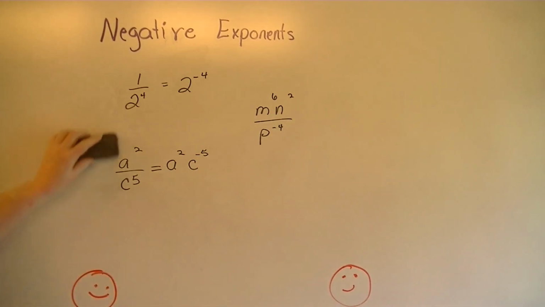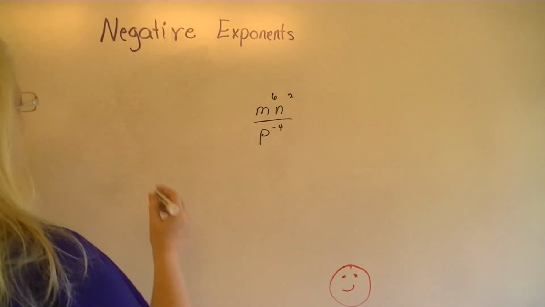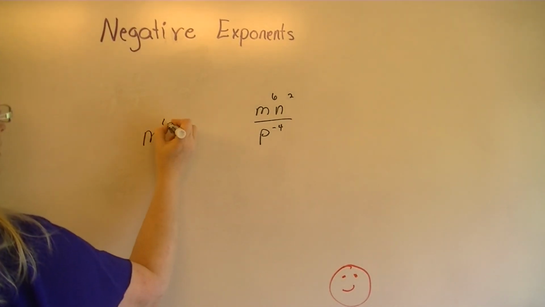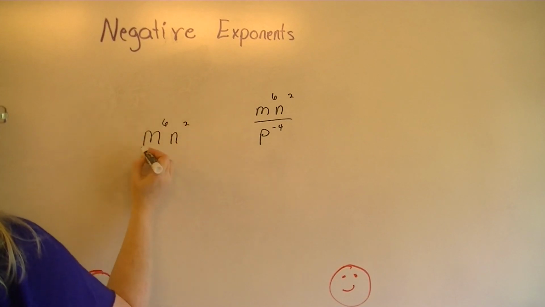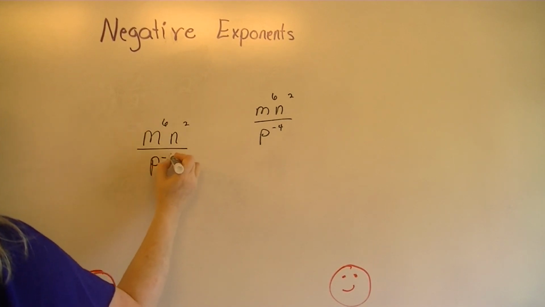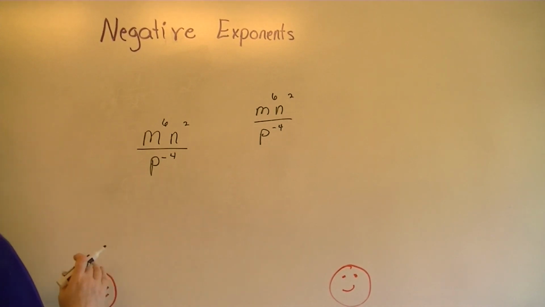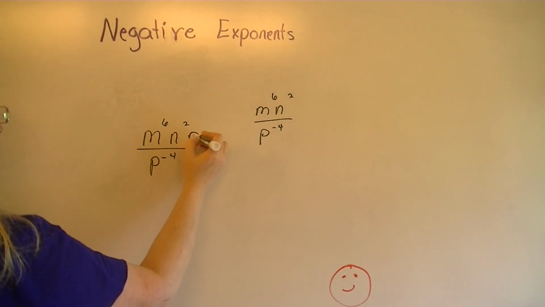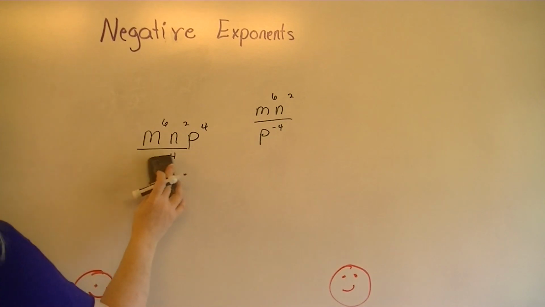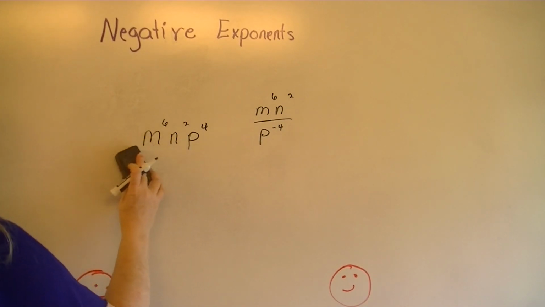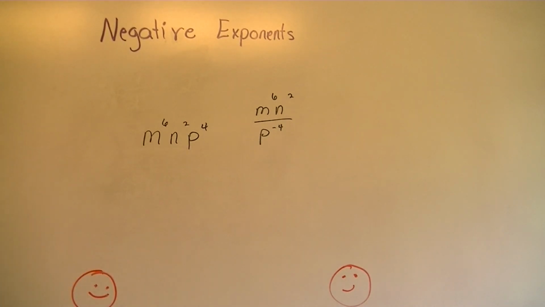Let's try this last problem. Again, the m to the 6th is fine, and the n squared is fine, but I need to get rid of this p to the negative 4th power in the denominator. So to do that, I have to flip it up. It becomes positive, it goes away, and then I don't have the fraction bar. So this is the basics of working with negative exponents.